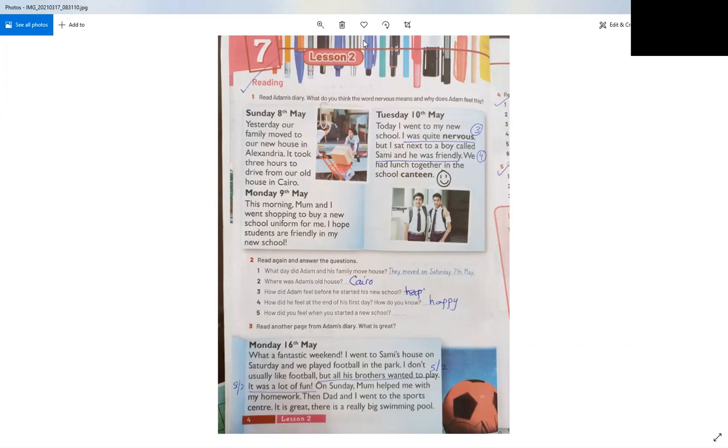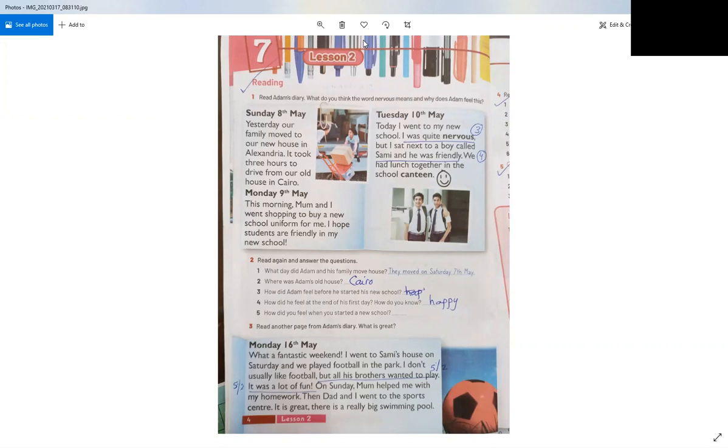Now let's turn to lesson 2 in unit 7. Read Adam's diary. What do you think the word nervous means, and why does Adam feel this? Now let's read the text.